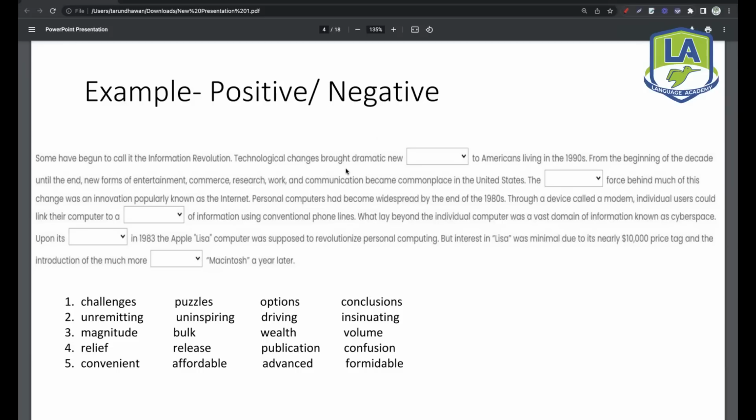So understanding the context also means that if your first sentence has a blank and it is a very general statement, you should not be filling your answer at that point of time. Rather, you can go 1-2 sentences ahead in the paragraph to get to know that which side the information is flowing, and then come back to your first answer. So if you read the next sentence, it says, from the beginning of the decade until the end, new forms of entertainment, commerce, research, work, and communication became commonplace.